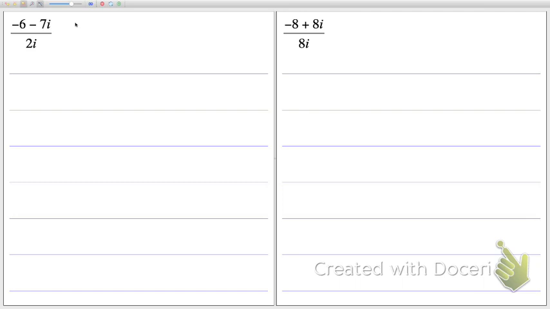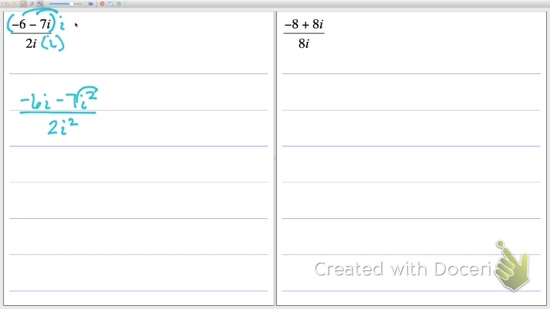So my problem with this is I can't have the i in the denominator, can I? So I need to make it i squared. So in order to make it i squared, I just multiply by what? i. And whatever I do to the denominator, I have to do to the what? Numerator. But this whole quantity up here better be put in parentheses, because what am I going to have to do with the i? I'm going to have to distribute it, aren't I? So I'm going to get -6i minus 7i squared over 2i squared.